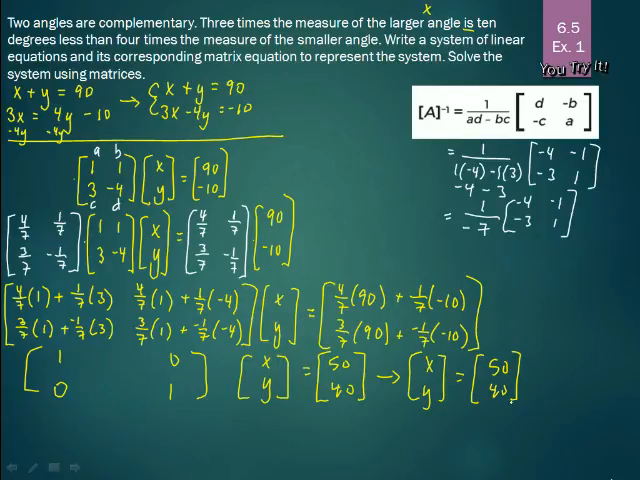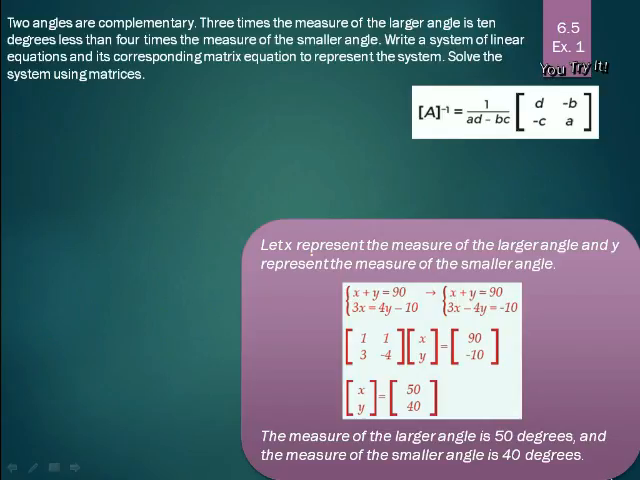So let's go ahead and summarize our answer. Let x represent the measure of the larger angle and y represent the measure of the smaller angle. x plus y equals 90, 3x equals 4y minus 10 becomes x plus y equals 90, 3x minus 4y equals negative 10. 1, 3, 1, negative 4 times xy equals 90, negative 10. xy equals 50, 40. The measure of the larger angle is 50 degrees, and the measure of the smaller angle is 40 degrees.